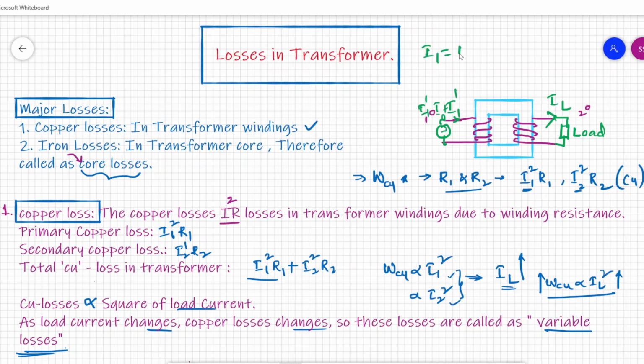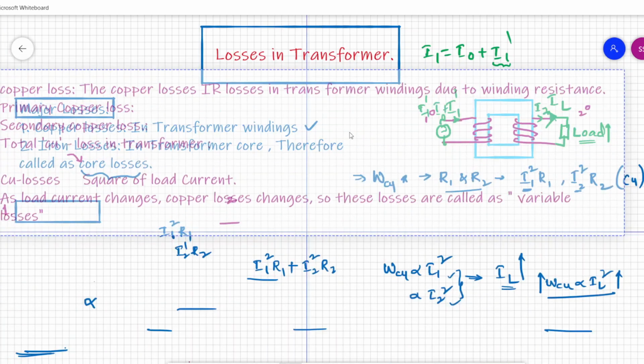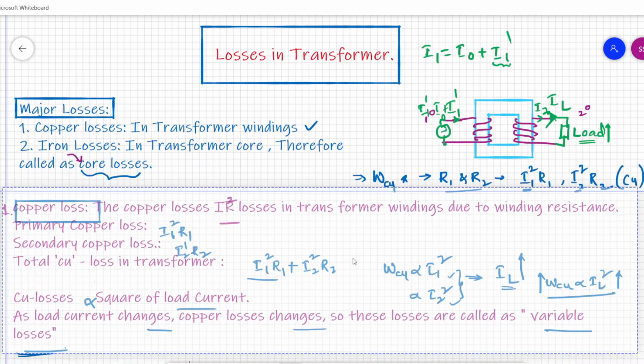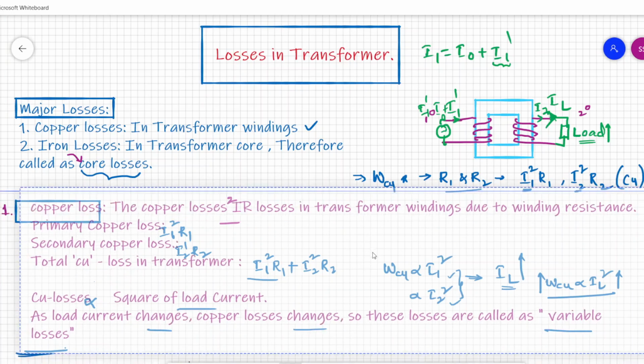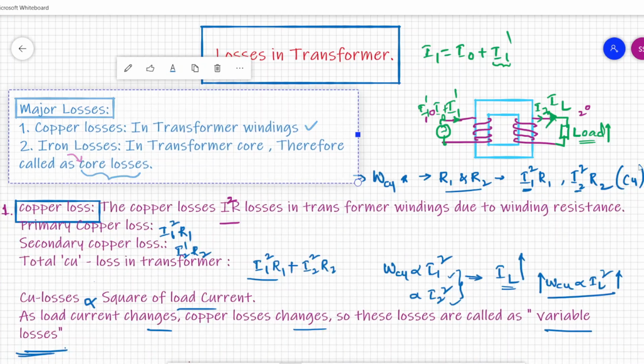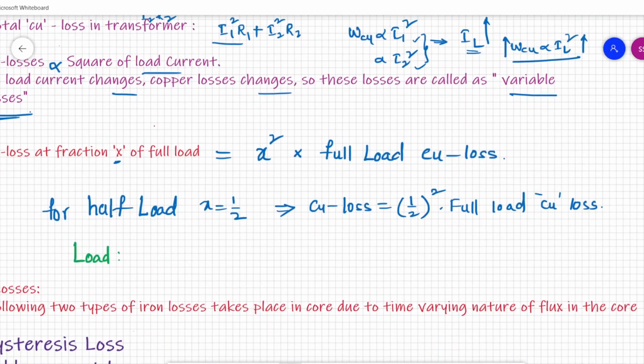We know that primary current I1 equals I0 plus I1 dash, where I1 dash is the load component of the primary current, and IL is the load current, which is the same as the secondary current, right? Whenever the load demands more current, IL should increase. To supply this IL, I1 dash should increase. So when the load is changing, the current in the windings changes. When the current changes, the loss due to current flow and resistance, that is copper loss, will change.